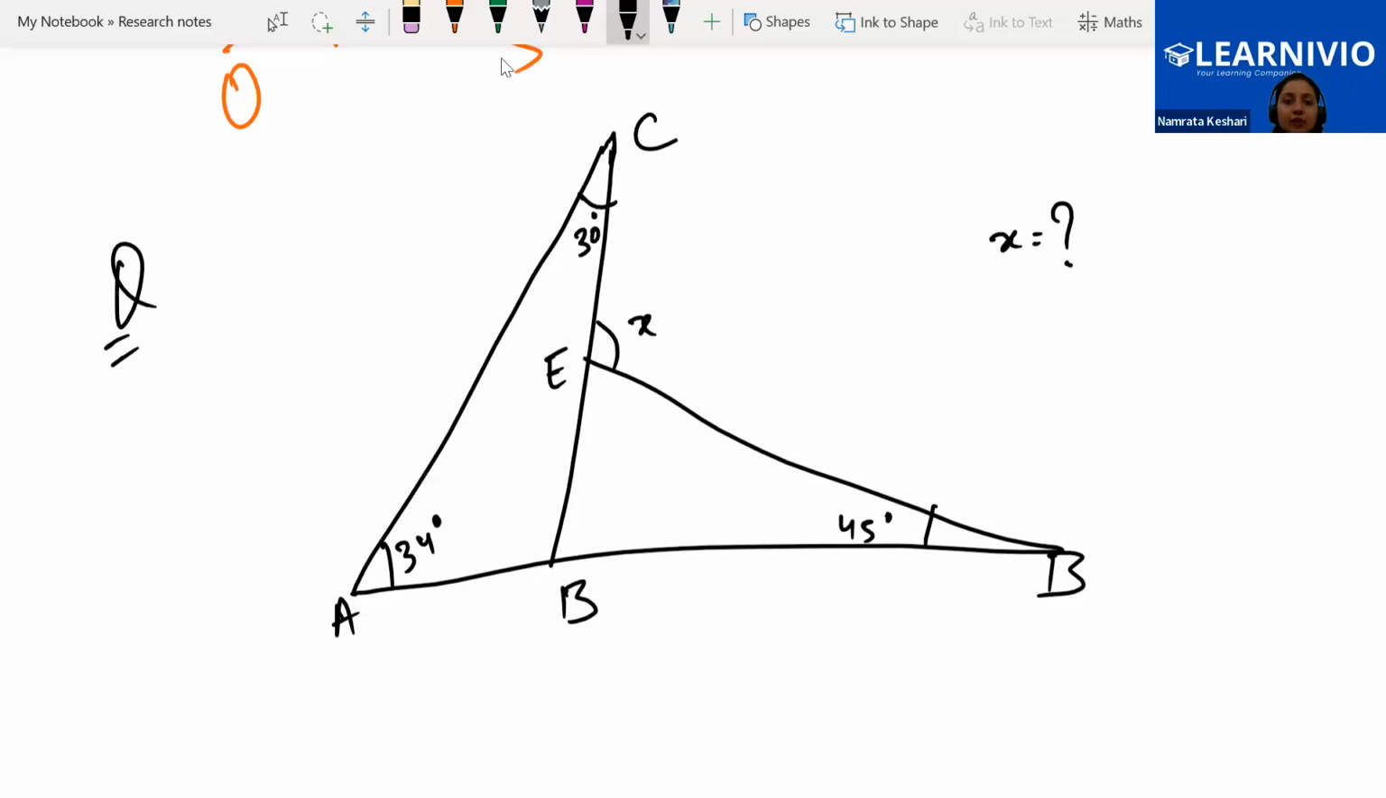One hint I can add over here, if you're still thinking how exactly we can do it: focus on this orange angle. If in any way you are able to find this orange angle, then you will be able to get the x also, by linear pair, of course. So focus on finding the orange angle, and tell me how we can do so.